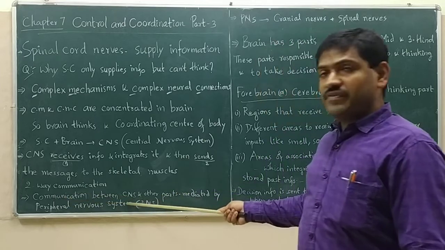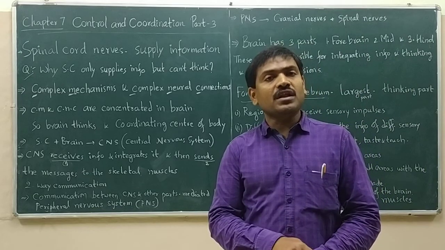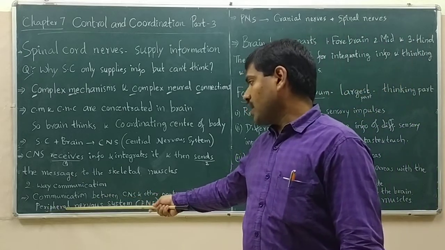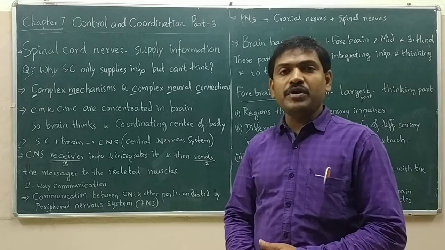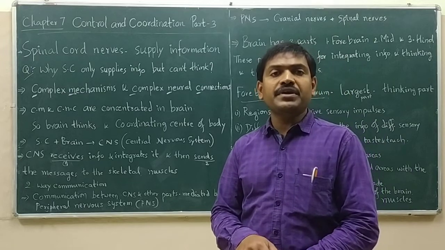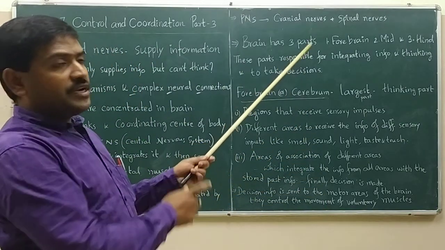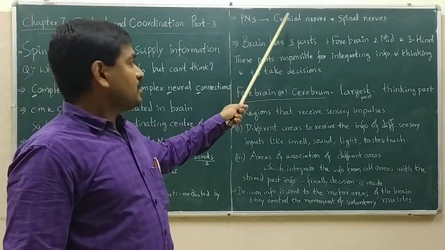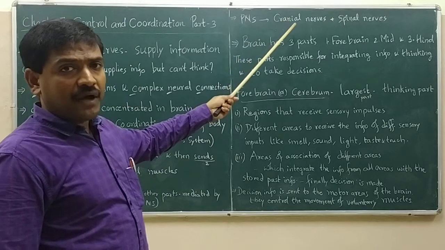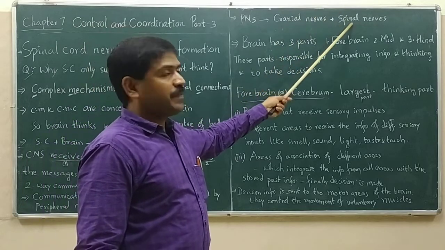And the communication between the central nervous system and the other parts of the body is mediated by another type of nervous system called the peripheral nervous system. The peripheral nervous system is made up of how many types of nerves? Two types of nerves: cranial nerves and spinal nerves.